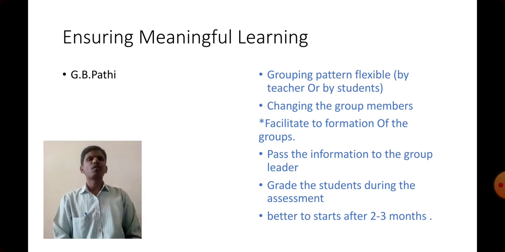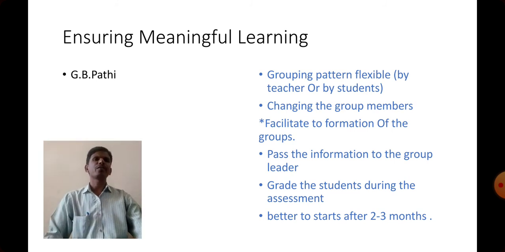Ensuring meaningful learning. What are the measures we have to take, what are the precautions we have to take when we want to use this collaborative learning approach? That means to make the collaborative learning approach a successful one, or to implement it in the classroom, what are the measures and precautions we have to take. These are called ensuring meaningful learning.